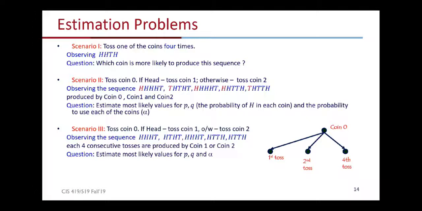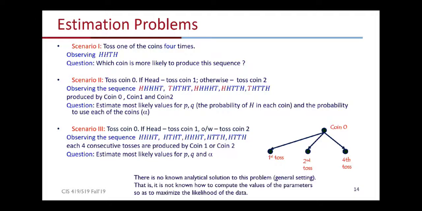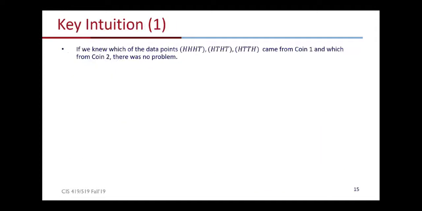So the algorithm here is going to be an iterative algorithm, simply because this looks like a very, very simple problem, but there's no analytical solution to this problem in the general setting. With some additional assumptions, you can come up with solutions. So we don't know how to compute the value of the parameters so that they maximize the likelihood of the data analytically. What we can do is write an iterative algorithm, and that's basically what we're going to do.